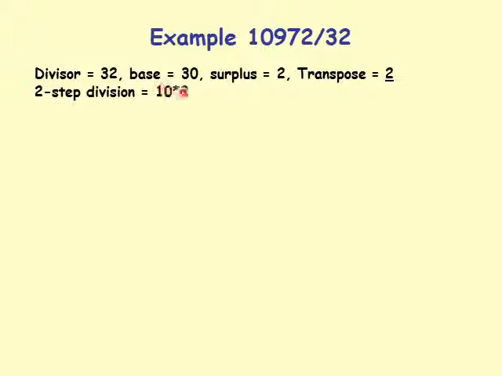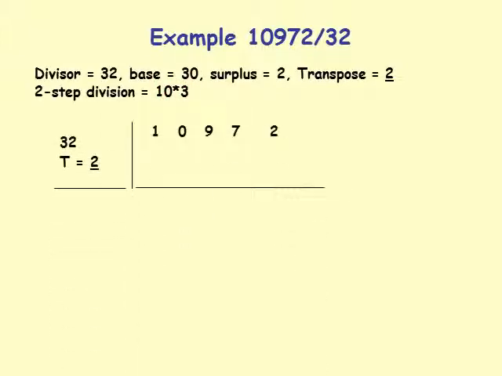Two-step division is 10 times 3. 30 is the base. First division is always by the natural base number, and the second division is the other factor required to make up the base. The other factor is 3. For the base, proportional base number of 30, the proportionality is 3. So we would divide first by 10 and then by 3.